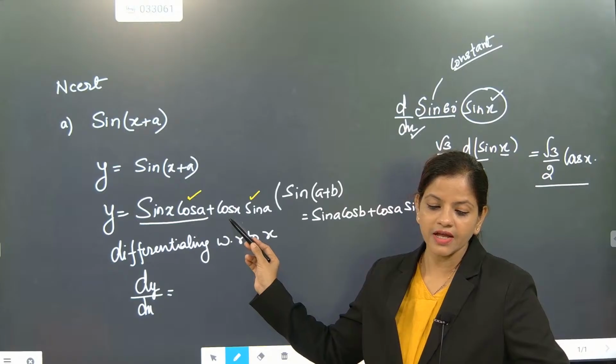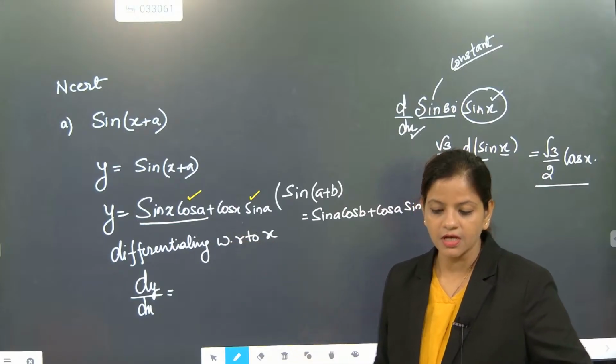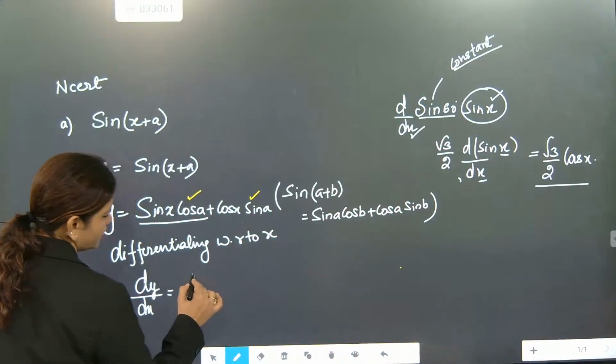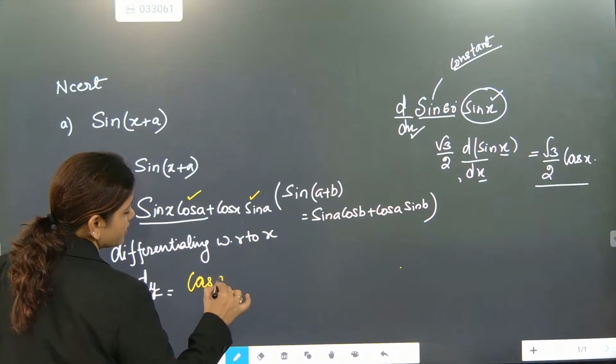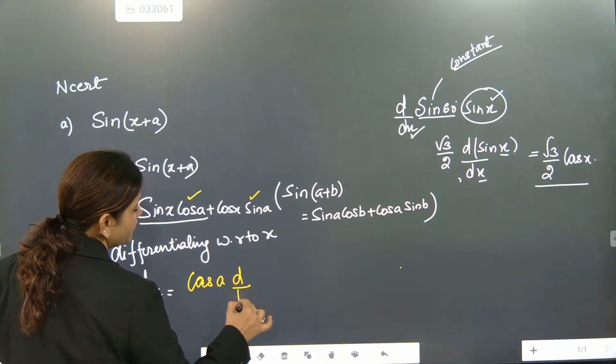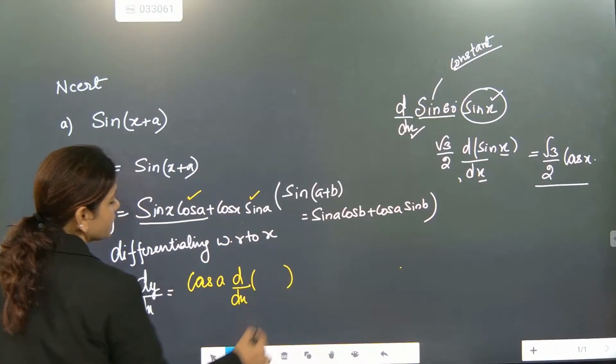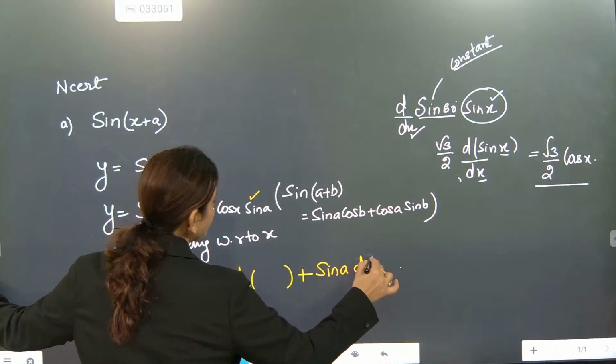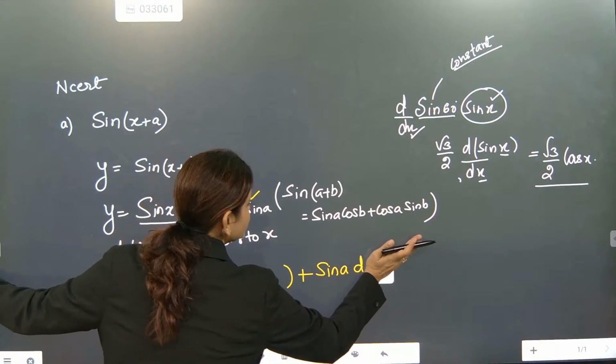Cos A, look here, cos A and sin A are not going to be differentiable. Understood or not? This is very important to remember. Sin A and cos A are not going to be differentiable because they are constants. They will come out, so we are going to take them out. So cos A is outside. Now only sine will be differentiated. Now sine A is outside. Only cos will be differentiated.